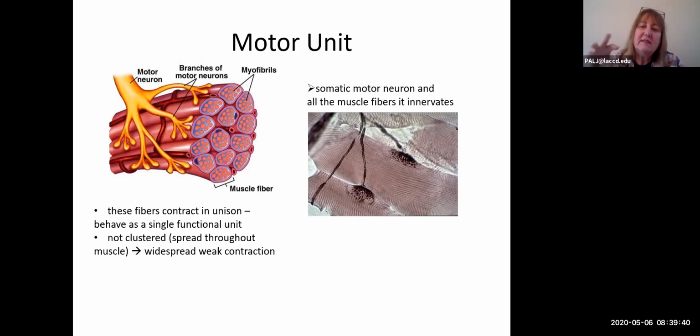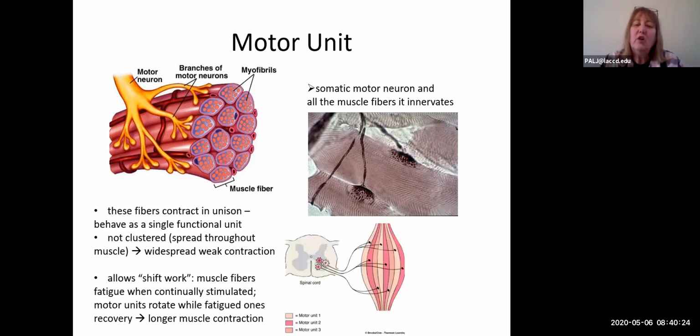Now, all of these cells being innervated in that one motor unit, in other words, that one neuron, all the cells that it's innervating, they are going to contract in unison. So in other words, they're going to behave just like one unit, a single functional unit. And those cells are not all smushed right next to each other. They are kind of widespread throughout that muscle. So when that one neuron contracts, it's giving a widespread contraction that seems weak because it's all over the place, as opposed to a really strong contraction in just one little area.